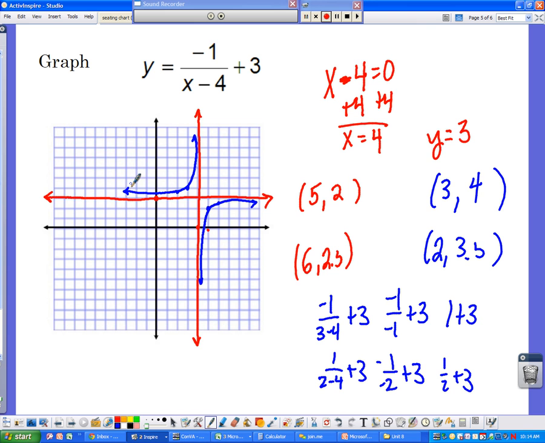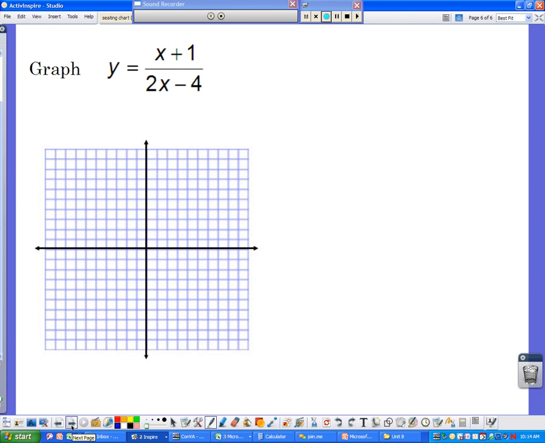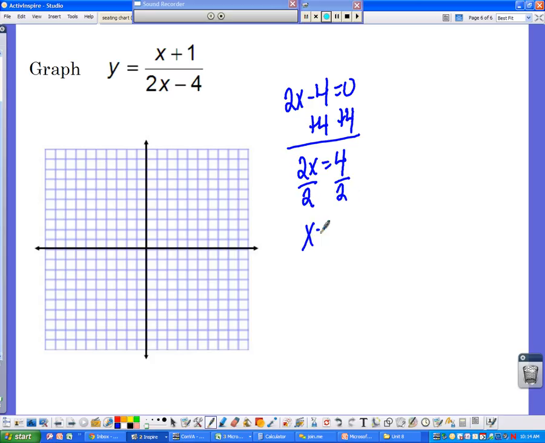All right, and the last example. If you'll notice, when you're graphing your asymptotes, remember you've got to do the bottom. So 2x minus 4 equals 0. Add 4. So 2x equals 4. Divide by 2. x equals 2. And then, since there's no plus or minus over here, your y is just going to equal 0. So let's go ahead and graph those two.